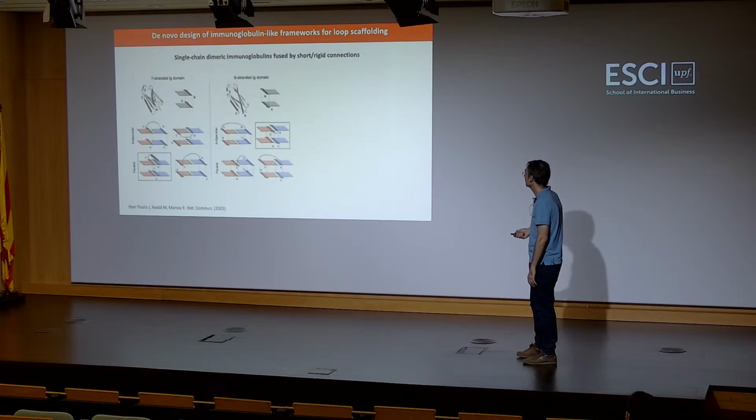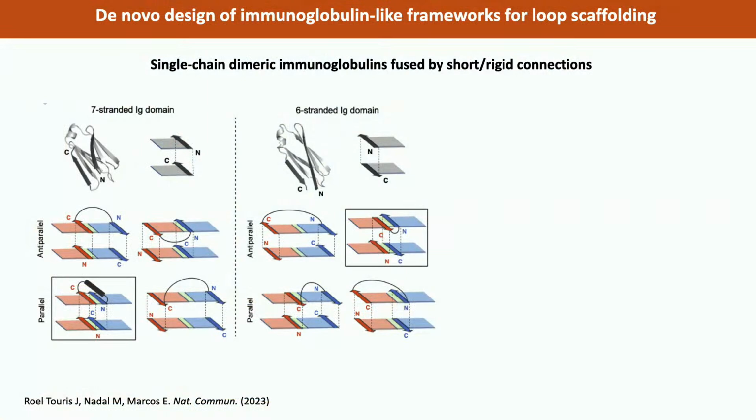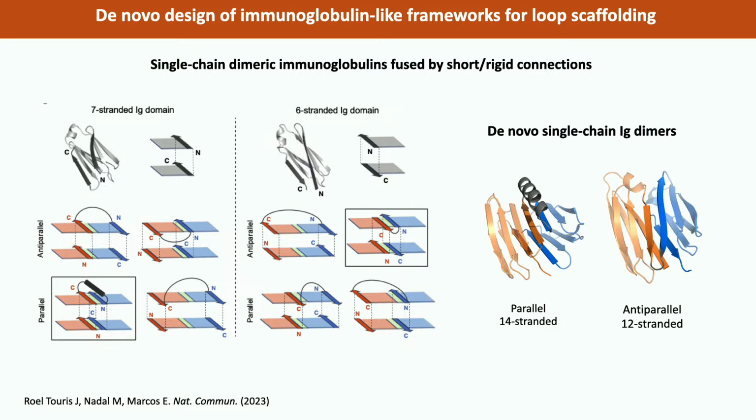So we developed a series of rules, and the idea was to design these arrangements in a way that you can fuse these two domains in a very structured way with very short connections. Because if you can make short connections, you can minimize the overall flexibility of the system. You can make it more rigid, and probably more stable. So the idea was to generate different versions of this new type of arrangement. This is what we call single chain immunoglobulin dimers, because these are two monomers that are connected in a single polypeptide chain.